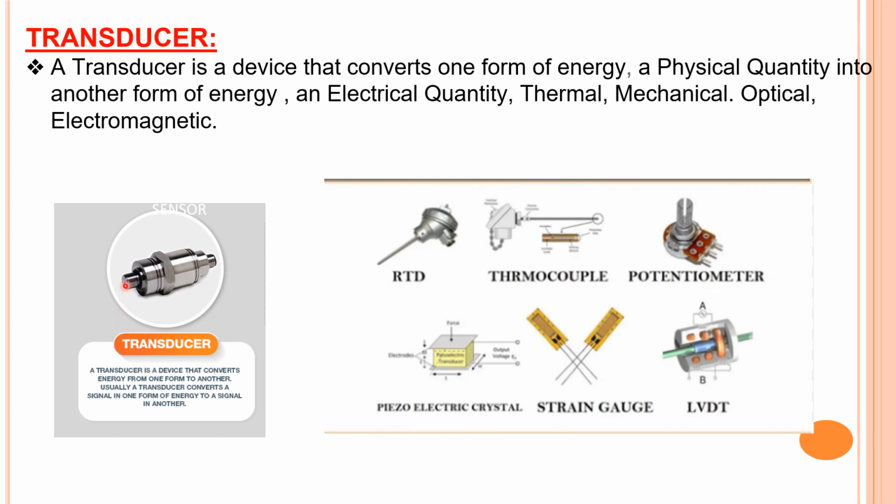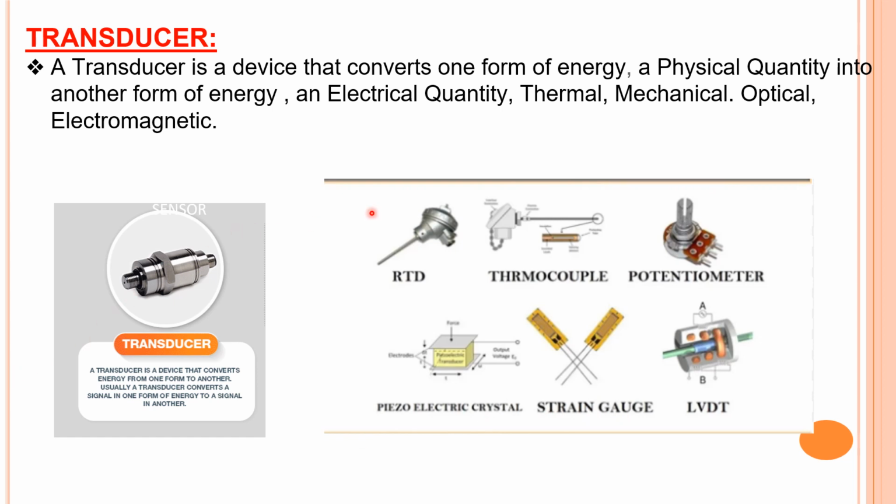Next is the transducer. What is a transducer? It converts one form of energy to another form. That is, the input is a non-electrical quantity, which is converted to an electrical quantity. Not only electrical, it may convert thermal, mechanical, optical, electromagnetic. So here the input is non-electrical and the output is an electrical quantity, but they are in analogous form only. For example, RTD, thermocouple, potentiometer, piezoelectric crystal, strain gauge, LVDT.